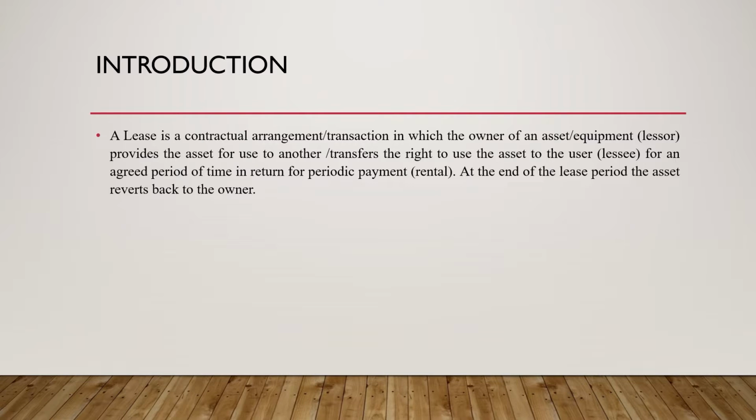So in leasing, there are two parties involved. First is the owner, known as lessor, and second is the user, known as lessee. The lessor is the person who owns the asset and gives it on lease, whereas the lessee takes the asset on lease and uses it for the period of the lease. Leasing essentially involves the divorce of ownership from the economic use of an equipment or asset.